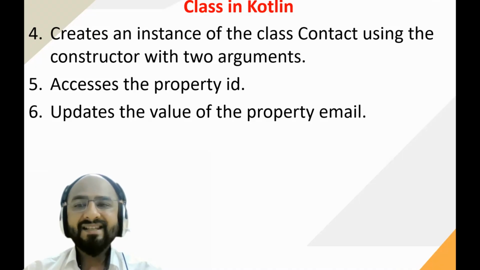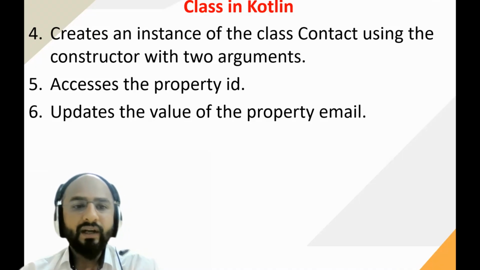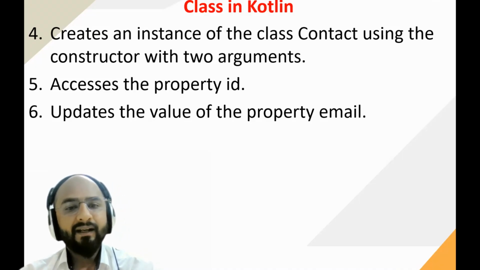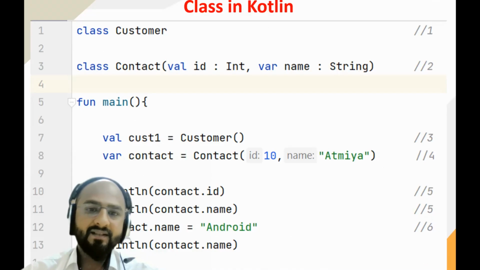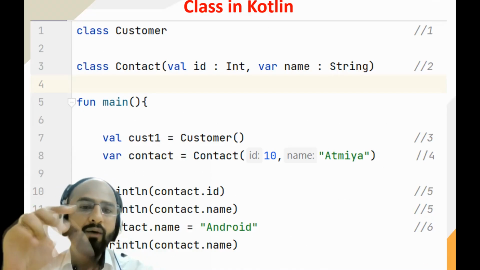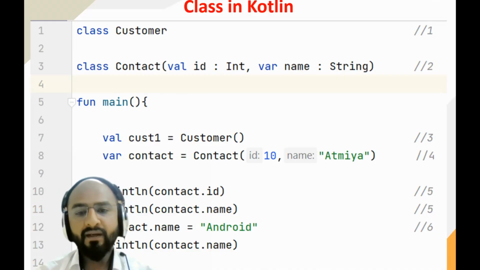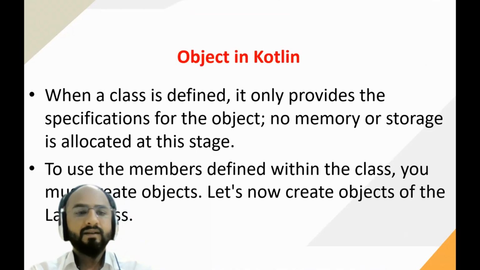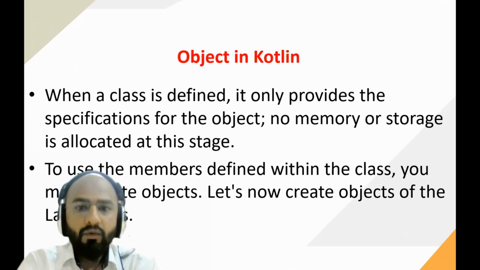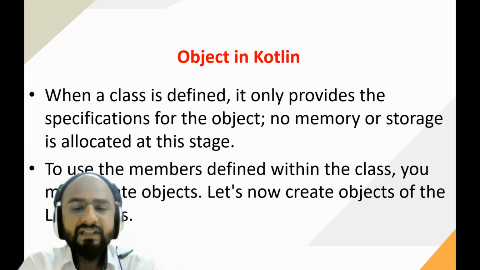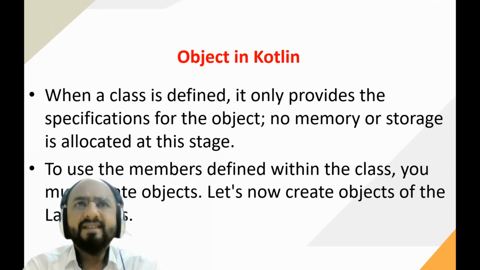Create an instance of a class contact using the constructor with two arguments, access the property ID and update the value of the property email. That is what I have been talking about in this code, and explaining to you. Next we are focusing on object. What is an object? As I told you, an object is a physical entity.